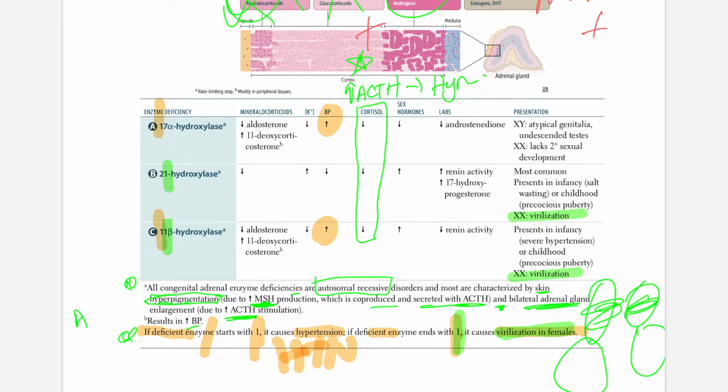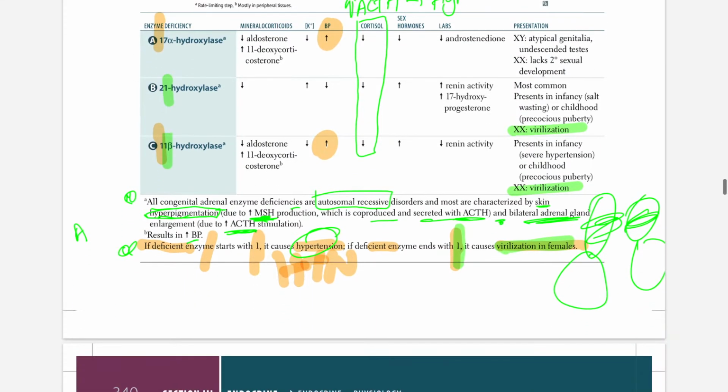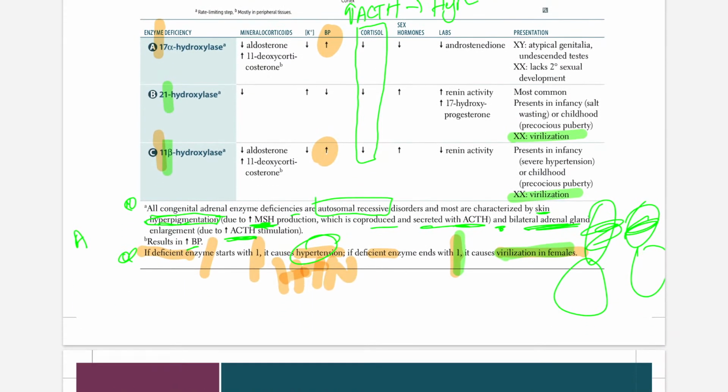Now, the other thing that you're going to think of is the ones which are causing hypertension. You can just think, hey, hypertension is caused when you are retaining sodium, right? So there has to be something going on with potassium as well. Whenever you think of sodium, you've got to think about potassium as well. So all of them which are starting with 1 will cause hypertension and loss of potassium.